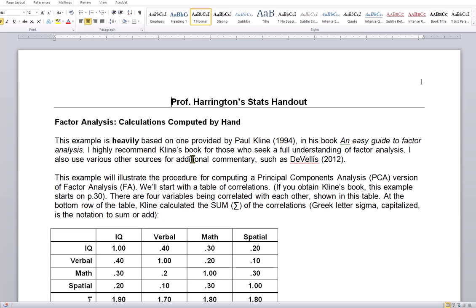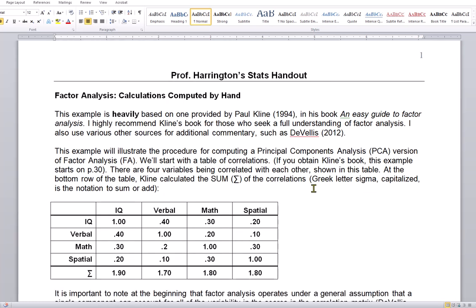So walking through the handout that I have here, the goal of this handout is to provide you with a computational example of how factor analysis works using principal component analysis. And then I'm going to show you how to do the same thing in SPSS. Nobody actually does factor analysis with a calculator. It's useful because you can see what the numbers actually mean, how they're derived, and how they work together.